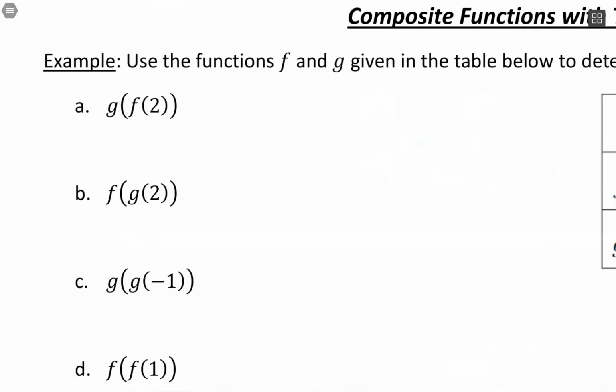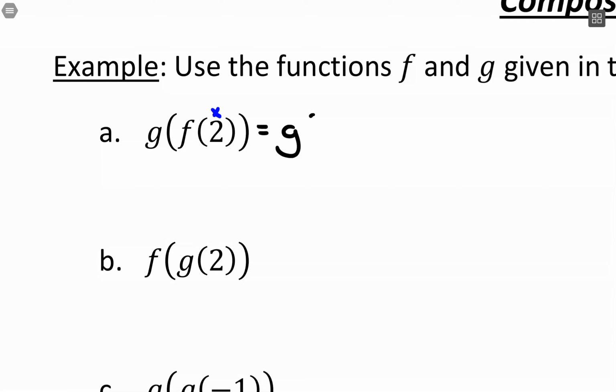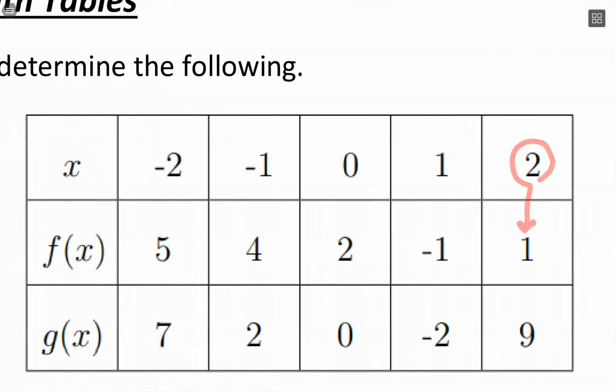When I look at this first example, g of f of 2, that 2 there is my value for x. So what I want to do is simplify. I'm writing the notation for g, but I'm mostly ignoring that function g for now, and I'm just looking at this f of 2. What this means is when x is equal to 2, what is f of x? I'm going to go to my table and look at x equals 2, and f of x is that positive 1 right there. So that's where I can replace f of 2 with positive 1.